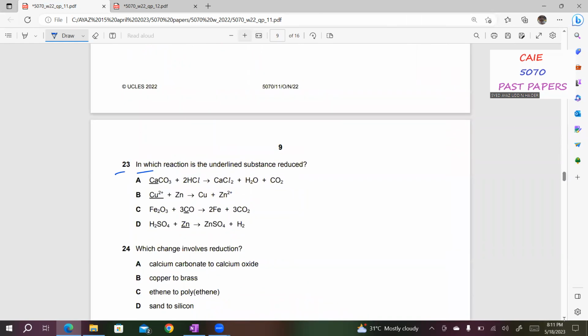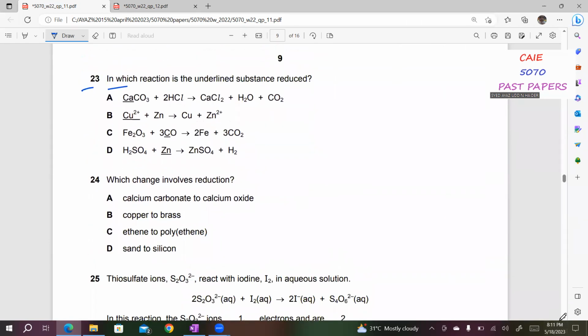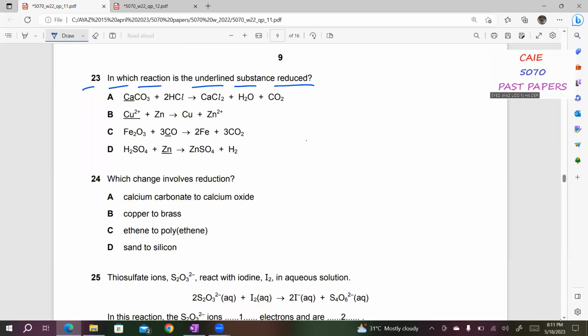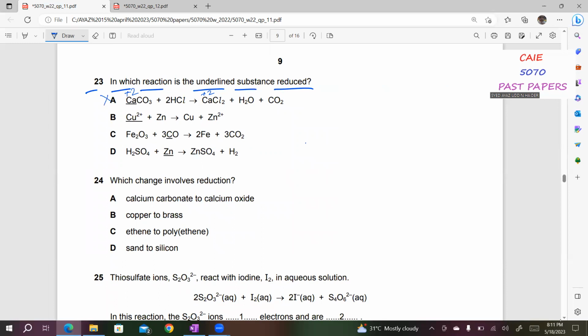Question 23. In which reaction is the underlined substance reduced? CaCO3 plus 2HCl gives CaCl2 plus H2O plus CO2. The underlined species here is Ca. And if you look at the charge on Ca, it's plus 2 on both sides of the equation. So this is wrong. It's unchanged.